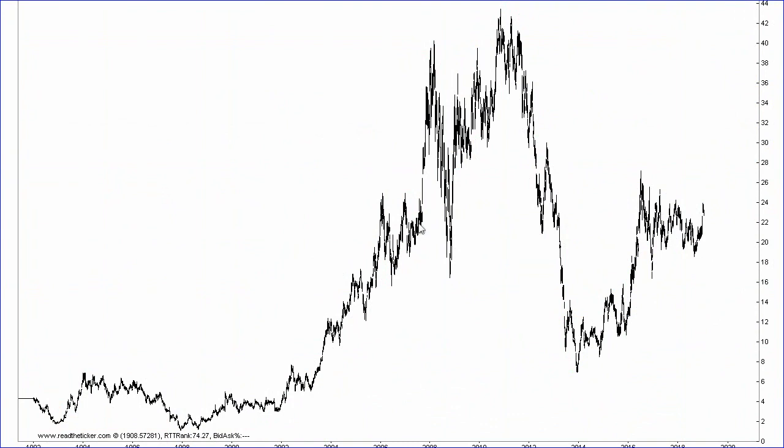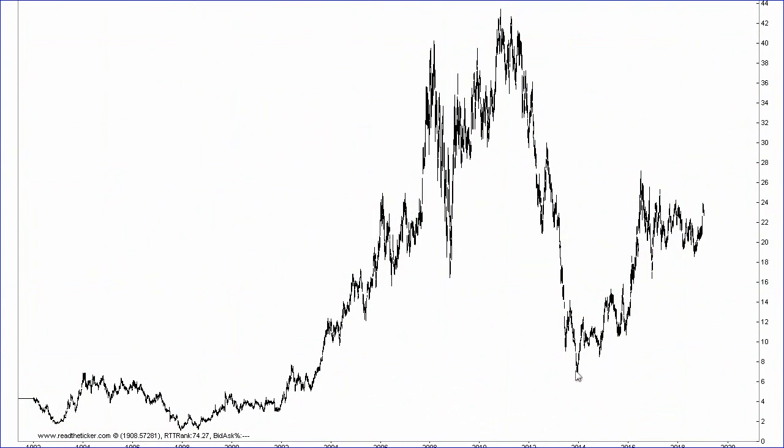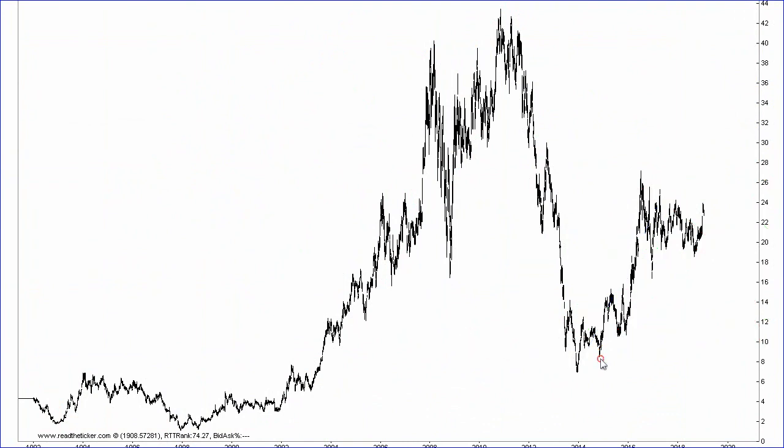So just to reiterate, you can use other tools. I've got J, which is the angles and the arcs together. So if I want to do that one, you can see the 45-degree angle and the arcs working. That's not very good. It's not bad. We might try this one.